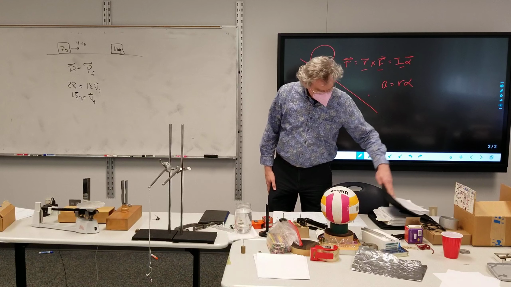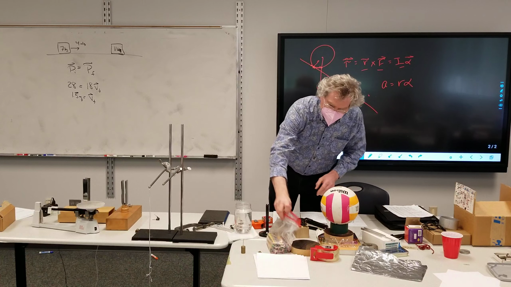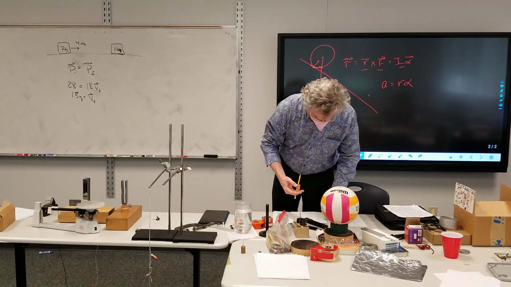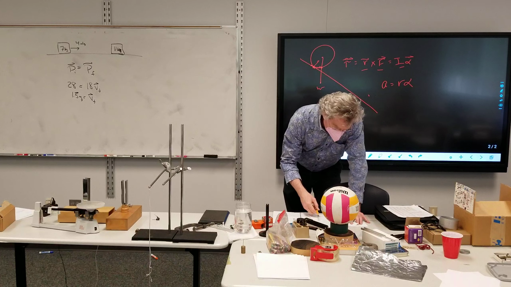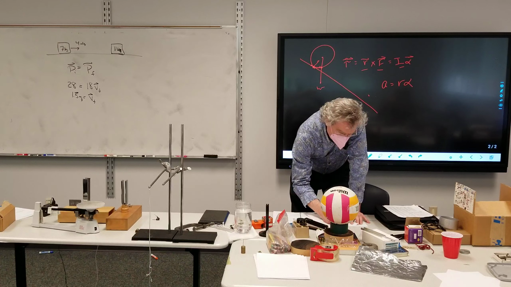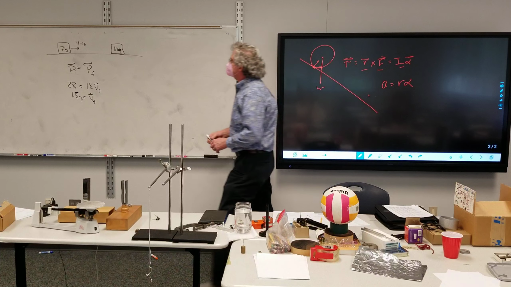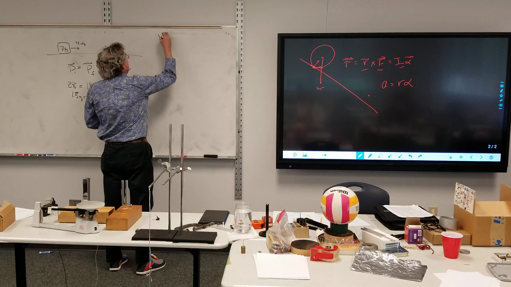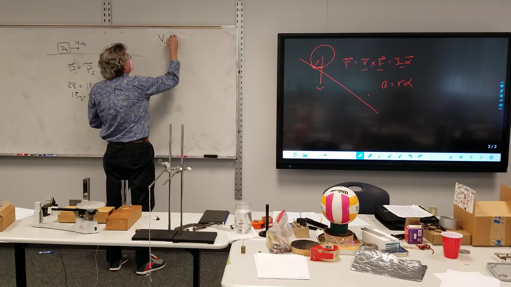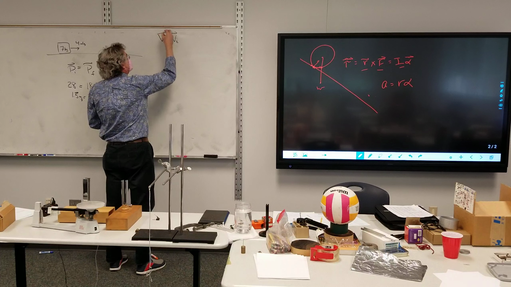Oh, there we go. Yeah, I'll give you, let's see, so V1 initial minus V2 initial equals V2 final minus V1 final. So I will add on there V1 initial minus V2 initial.